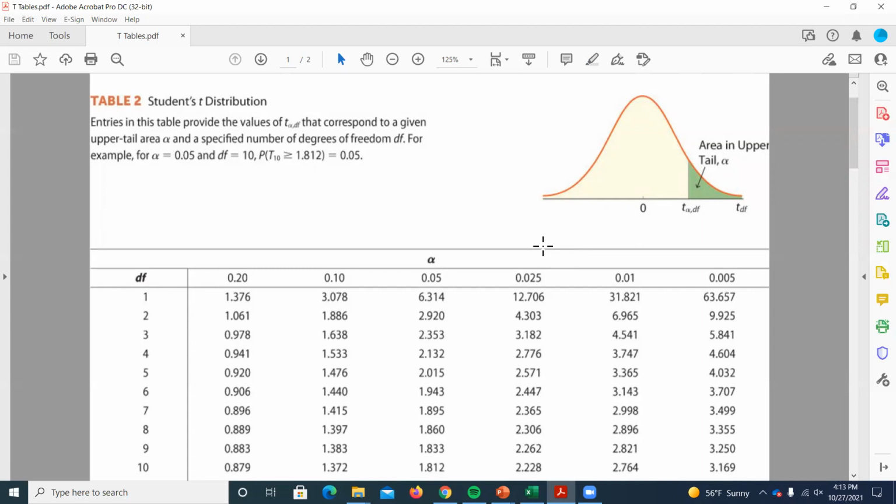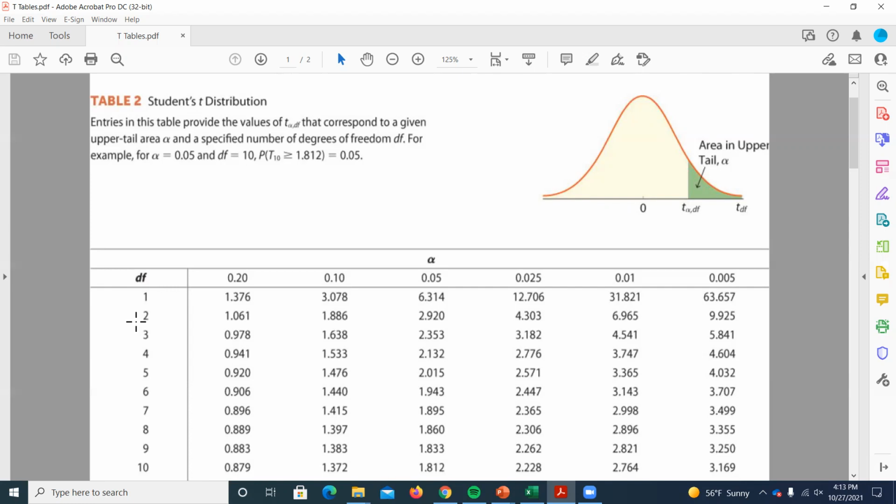So what we're going to do is use the left side of this table to identify our degrees of freedom. Our degrees of freedom is simply going to be n minus 1, or the sample size minus 1. We'll find it here on the left-hand side, and then find the T value that gives us the alpha over 2 in the tail that we want.